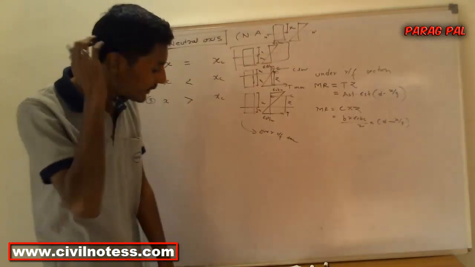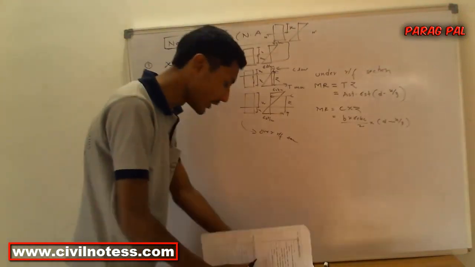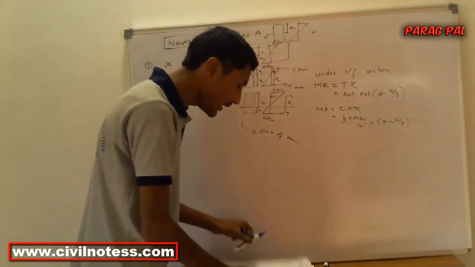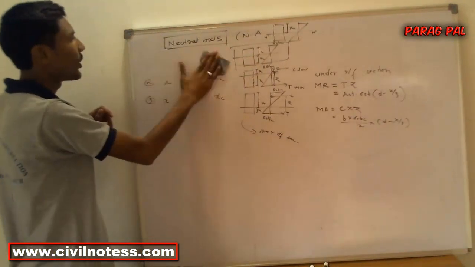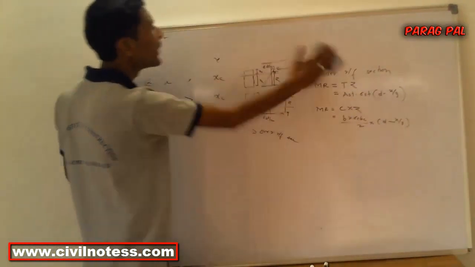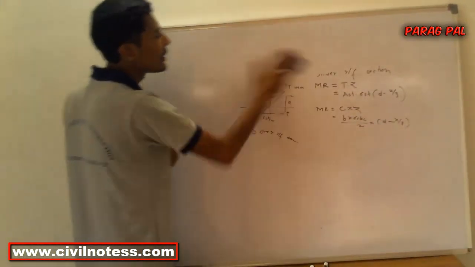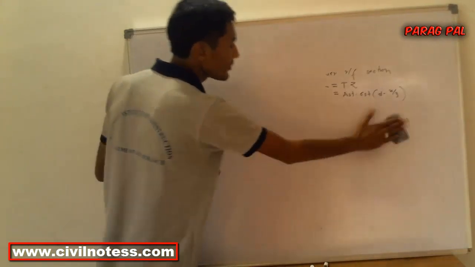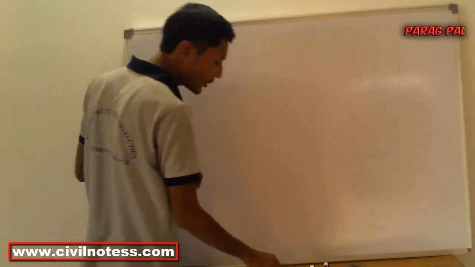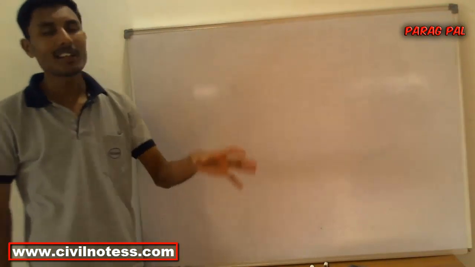Now let me proceed further to the design constants. Design constants are one of the main things in the working stress method, because lots of students don't know what the design constants are or how to remember them. As I told you, with respect to the stress strain diagram you can simply understand what they are.